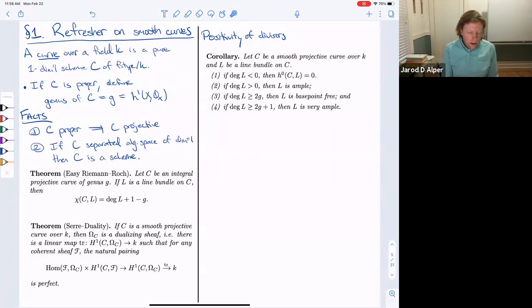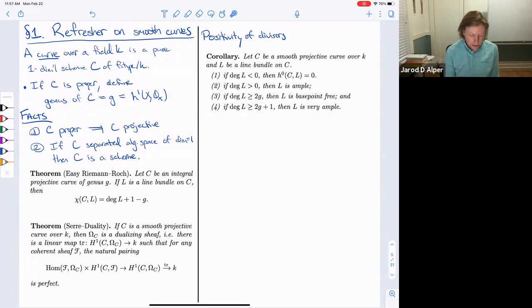And for arbitrary integral curves, we have the Riemann-Roch theorem, which is an easy consequence of cohomology, that you can compute the Euler characteristic in terms of the degree and the genus. But Riemann-Roch really becomes powerful when combined with Serre duality.